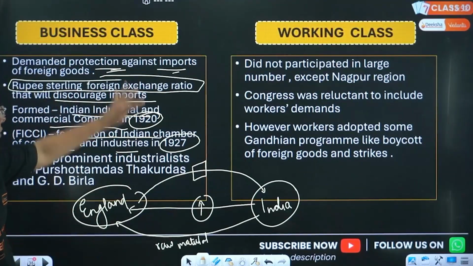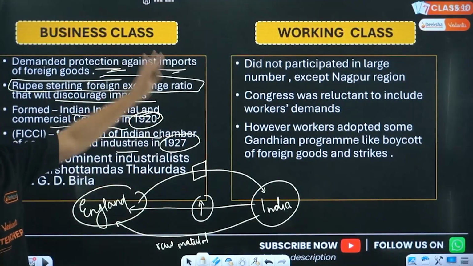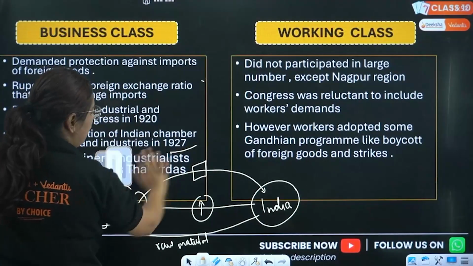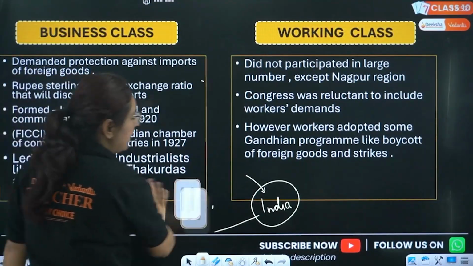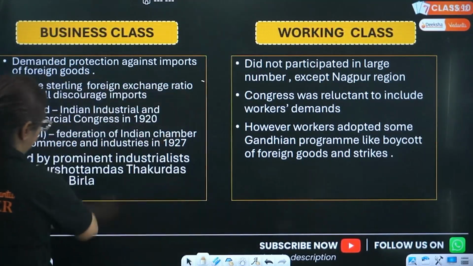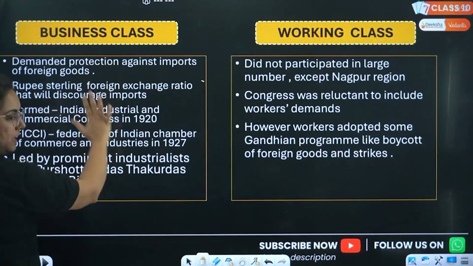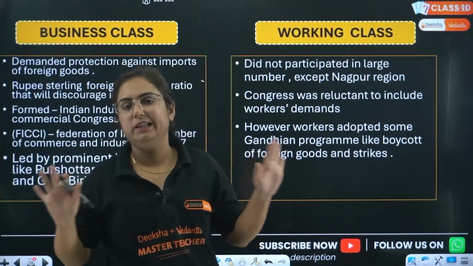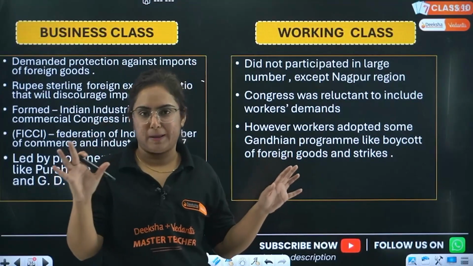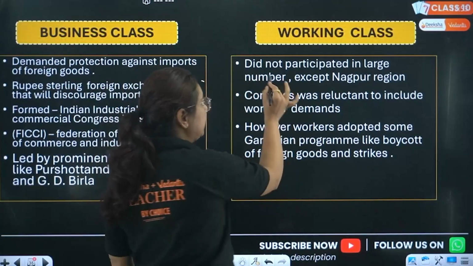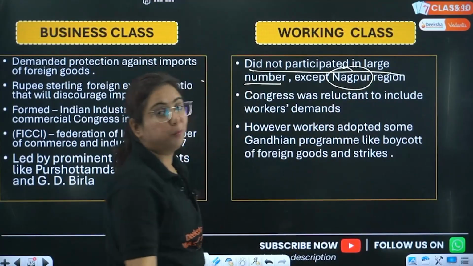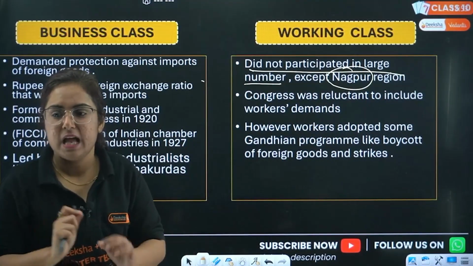So beta, this is how the business class was: they had money, even supporting the National Congress, sponsoring all those movements. So these were the participants. Now, what is the case of the working class? Very few of them participated. They did not participate in large numbers except in one region, that is the Nagpur region.